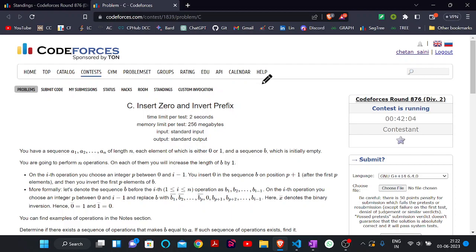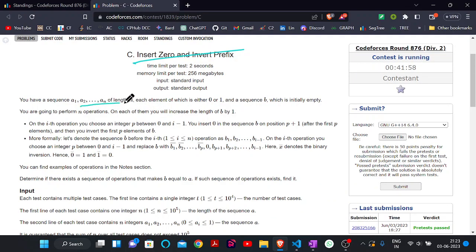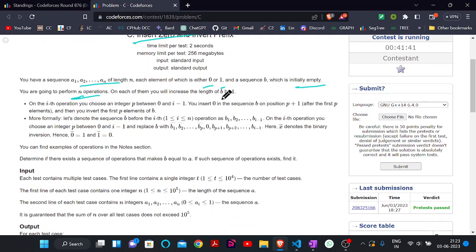So today we are here to discuss the problem Insert Zero and Invert Prefix. In this question we will be given a sequence A of length n, and each element of it can be either 0 or 1. Now there is a sequence B which is initially empty, and we are going to perform some operations. The total number of operations is n, and on each of them you will increase the length of B by 1.